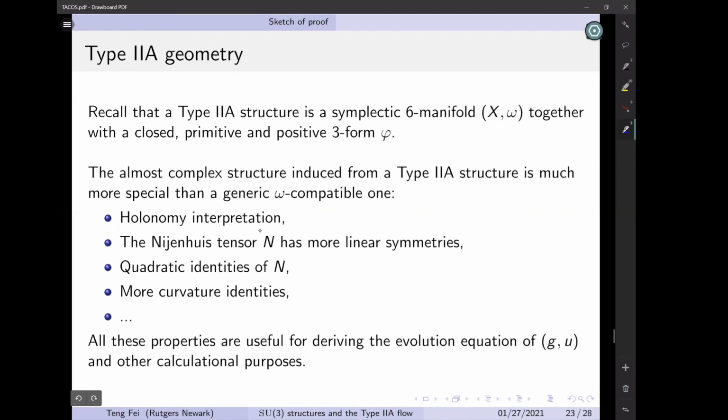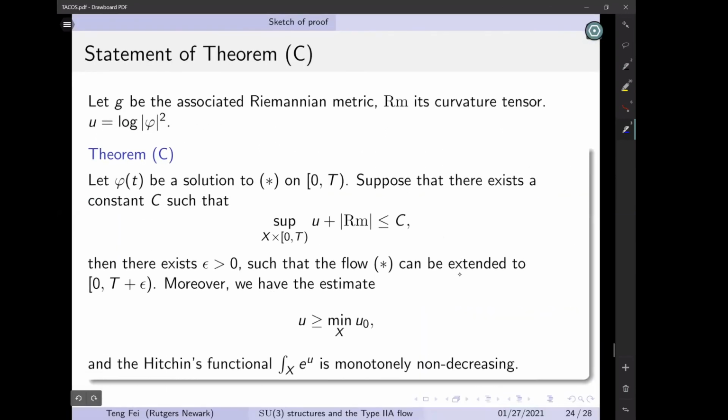And all this helps us to really simplify or derive the evolution equation of the metric and of the function u and so on. And this also leads us to establish our estimates.